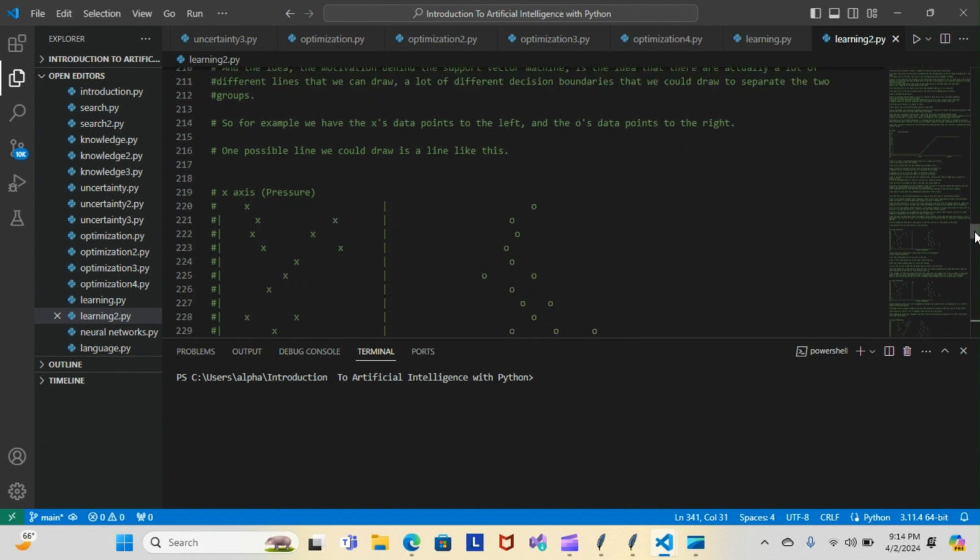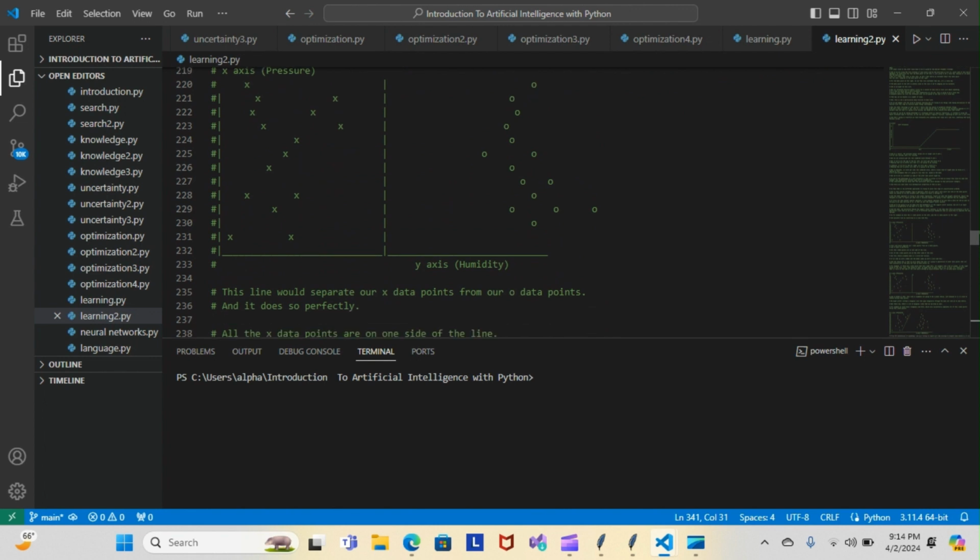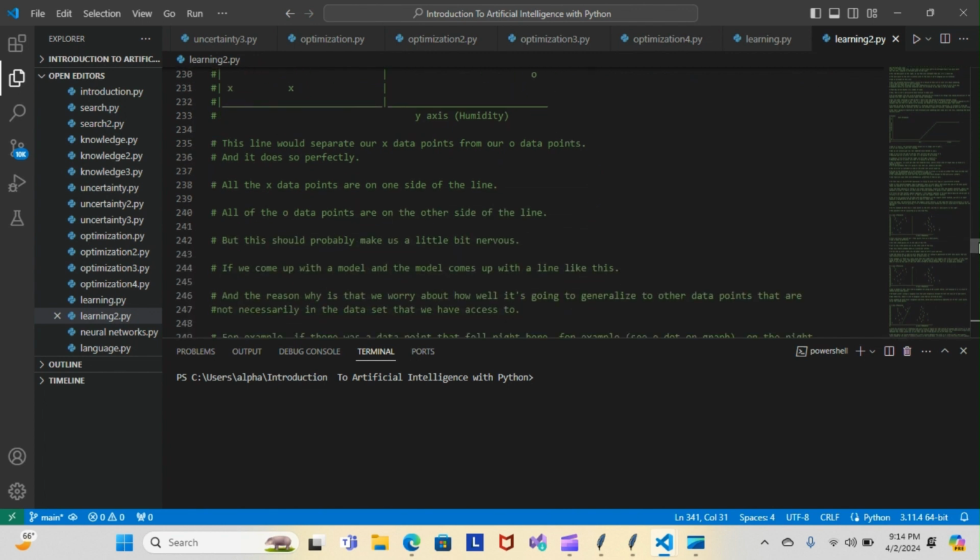So, for example, we have the X's data points to the left and the O's data points to the right. As you know, our X's represent non-rainy days and our O's represent rainy days. One possible line we could draw is a line like this. As you can see, we have one vertical line that separates our data right down the middle perfectly. So this line will separate our X data points from our O data points, and it does so perfectly. All the X data points are on one side of the line, and all of the O data points are on the other side of the line.